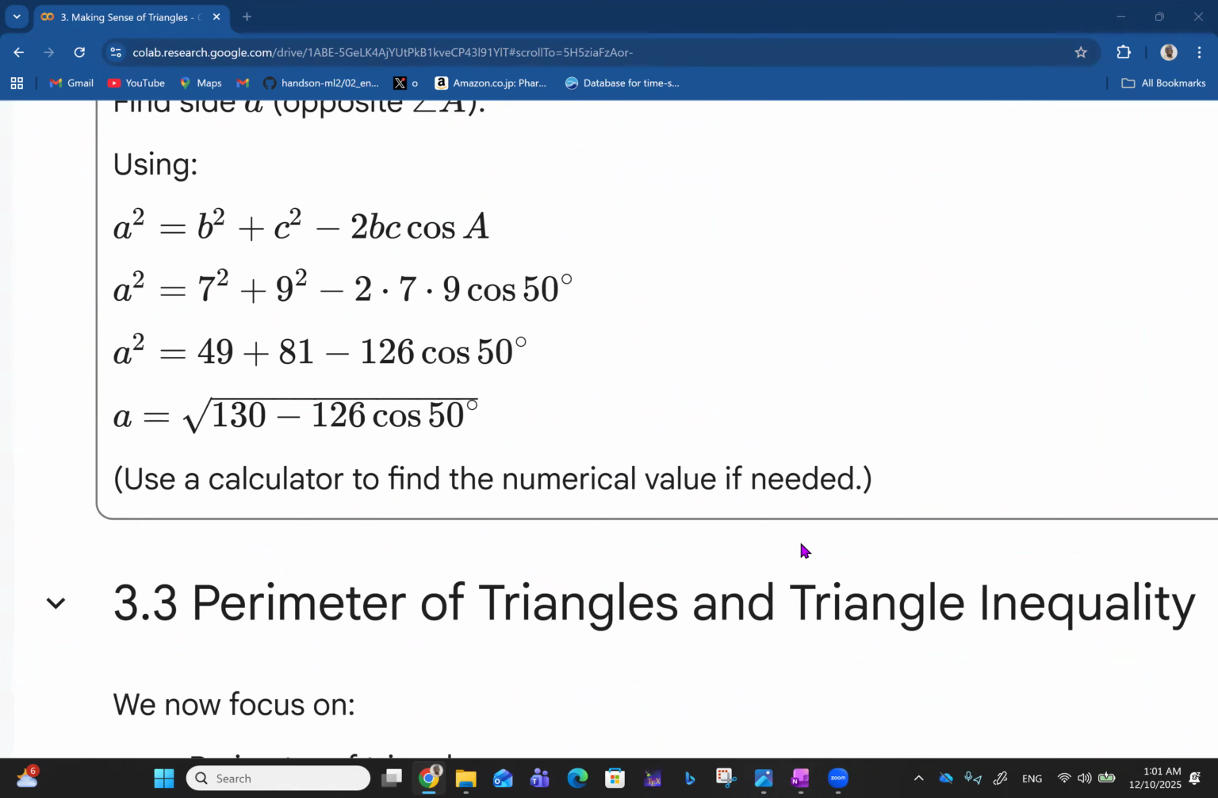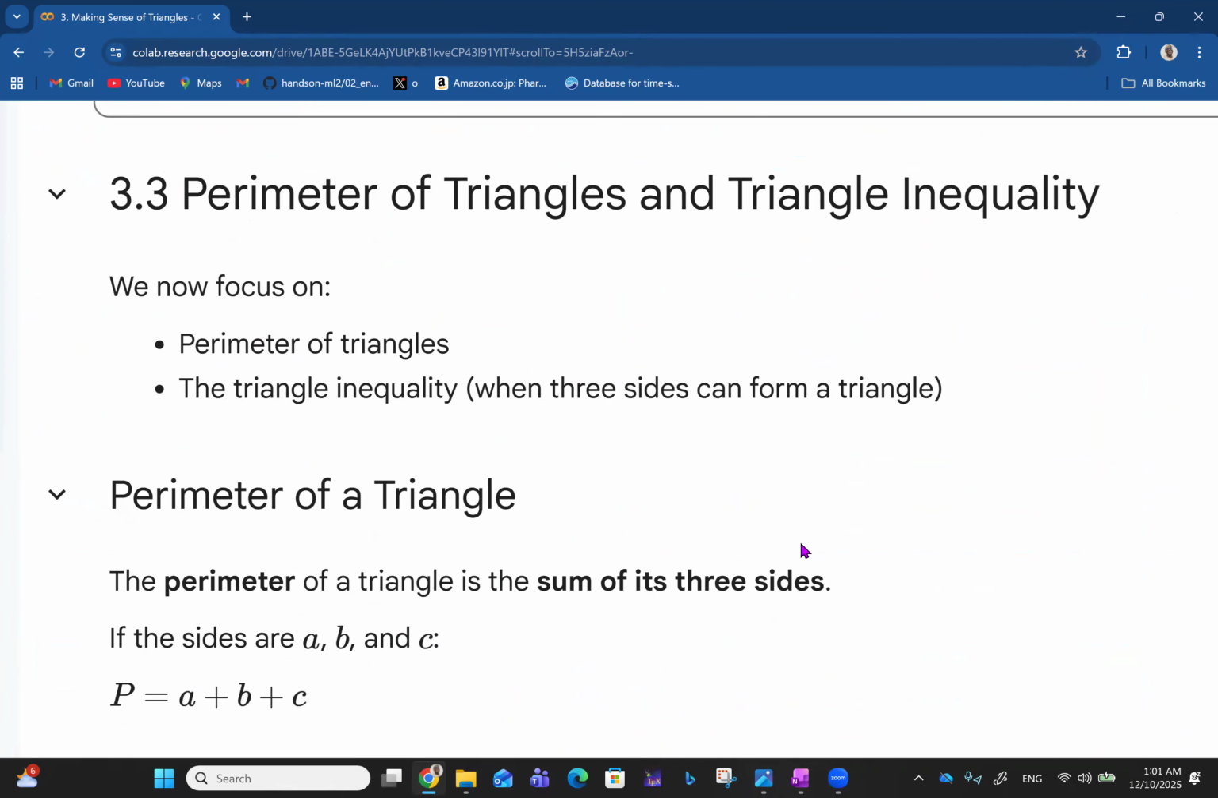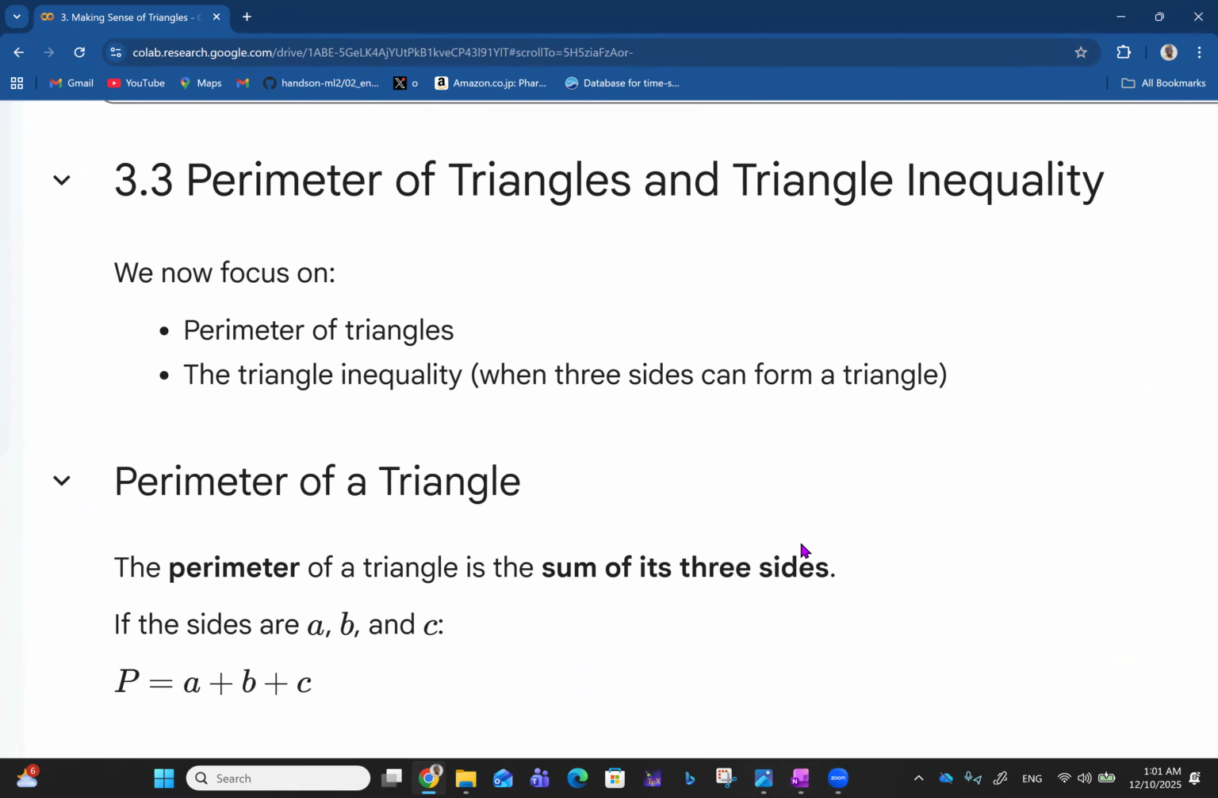Having done that, then we can move on to the idea of perimeter. Sometimes if you need to find the perimeter of a triangle, of course, it means you need to know all the sides. That's why it is important to know how to solve a triangle in the first place. So perimeter of triangles and triangle inequality. We now focus on perimeter of triangles.